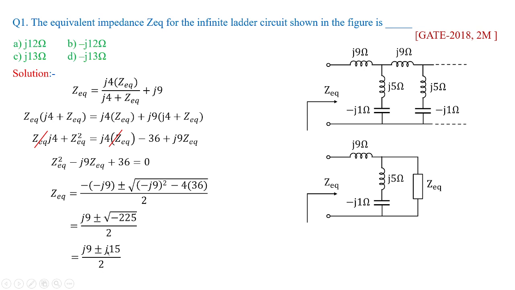If at all I take the positive sign, I am going to get 15 plus 9 divided by 2, that is 12J. If at all I take the minus, I'll get the value as minus 3J ohms. So when I'm going to look at the options, here you have option A as J12 ohms. So this is the right answer. It's a very important problem which was asked in GATE 2018 for 2 marks.